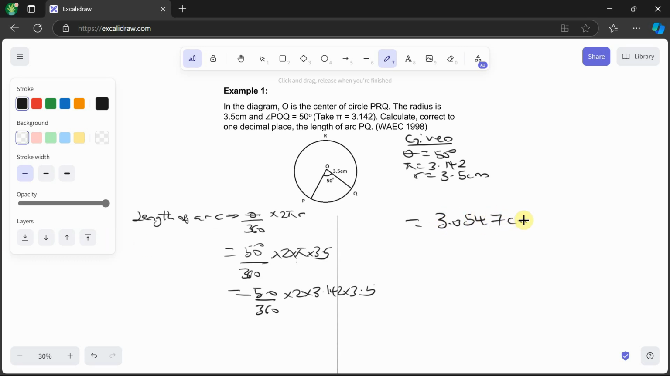So that gives me 3.0547 centimeters. But the question is that we should do it to one decimal place. So what will it be to one decimal place? Great. So 3.1 centimeters. So this should be our answer to this question. Let's see if we're correct.